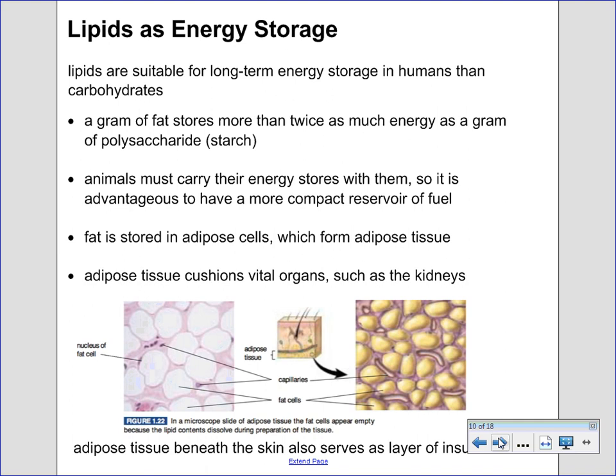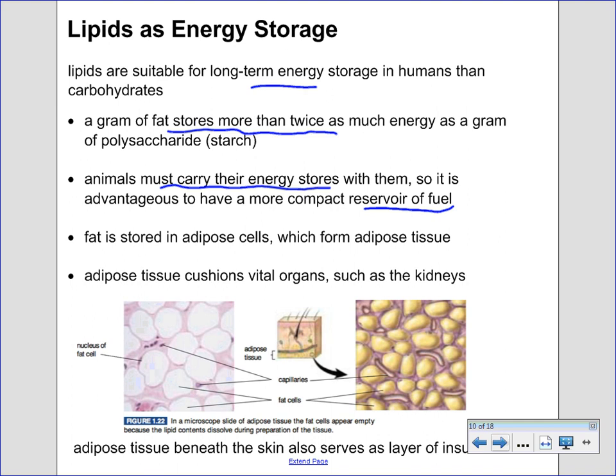As long-term storage, lipids are much better for humans than carbohydrates. A gram of fat will store more than twice as much energy as a gram of polysaccharides. And keep in mind that we do move around a lot. We're not in one place for most of the time. So we have to be able to carry our energy stores with us. It's more advantageous to have a more compact reservoir of fuel, so the fact that we can more efficiently store energy in the form of fat as opposed to carbohydrates is a benefit.